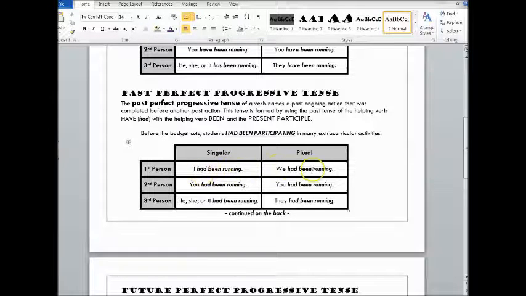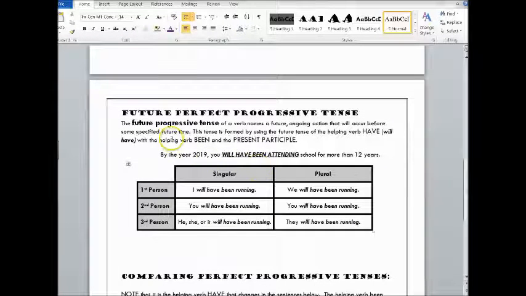I had been running, we had been running. You had been running, you had been running. He, she, or it, or they had been running. There's just one past perfect progressive. The same with future. There's only one way to make it. You're going to use the future tense of have, will have, plus been, plus the present participle.